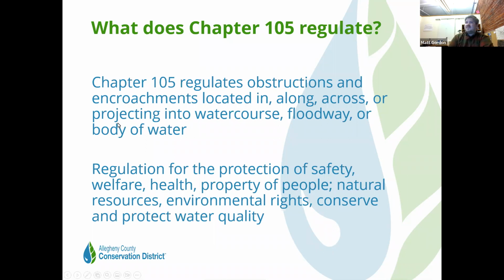So what does Chapter 105 regulate and why? This is just directly paraphrased, copied and pasted from the 105 regulations. Chapter 105 regulates obstructions and encroachments located in, along, across, or projecting into a watercourse, floodway, or body of water.